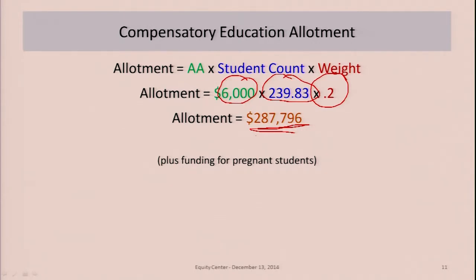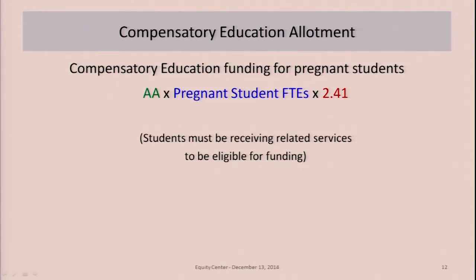Now, there's also a compensatory education allotment for pregnant students. And it's not just based upon pregnant students. It's more than just being pregnant. You have to be receiving services for your condition. And in that case, the student count is pregnant student FTEs. Doesn't have anything to do with the free and reduced lunch counts.